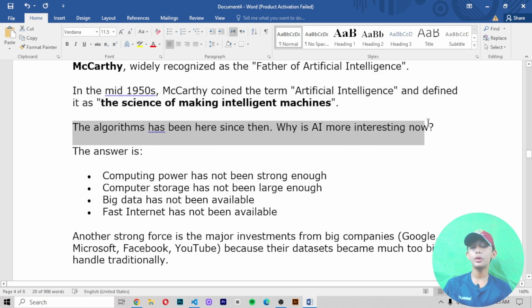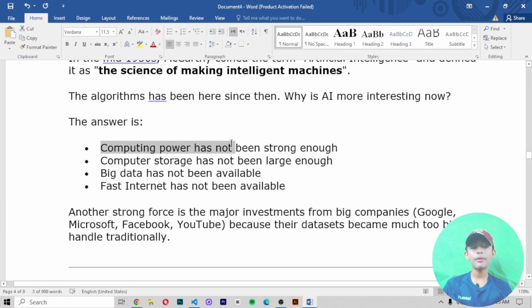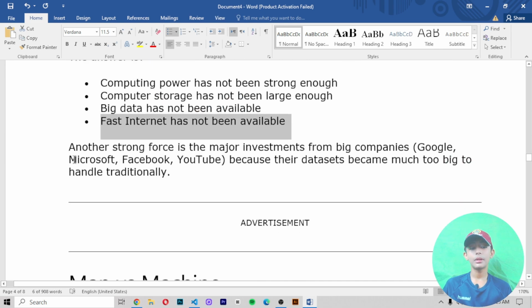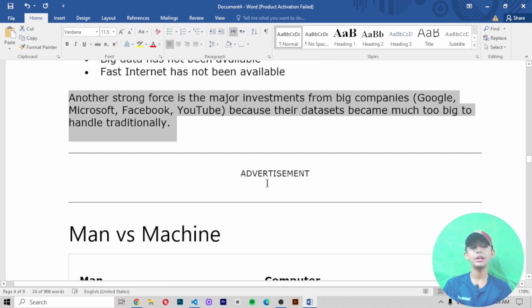Why is AI more interesting now? The answer is, first, computing power had not been strong enough. Number 2, computer storage had not been large enough. Number 3, big data had not been available. Number 4, fast internet had not been available. Another strong force is the major investment from big companies like Google, Microsoft, Facebook, YouTube, because their datasets became much too big to handle traditionally.